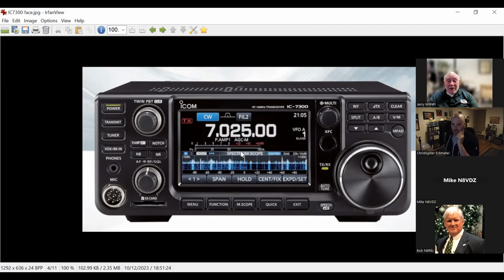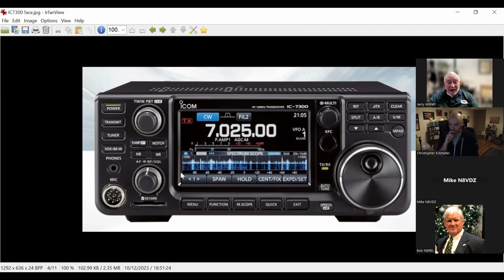So it puts out 100 watts in all the bands. It's AM, CW, FM, sideband, both upper and lower. And as a special bonus, it'll transmit radio teletype on its own. You don't have to buy software for it, but most people do.